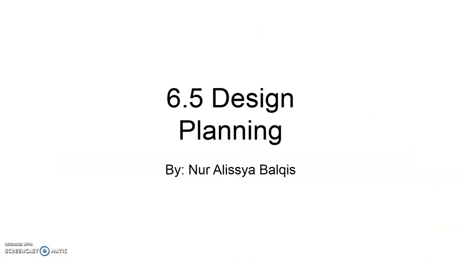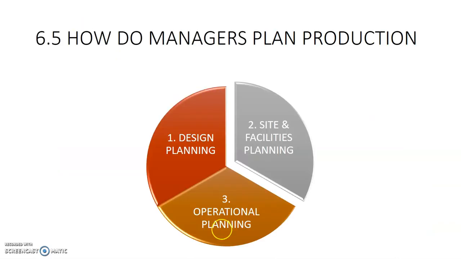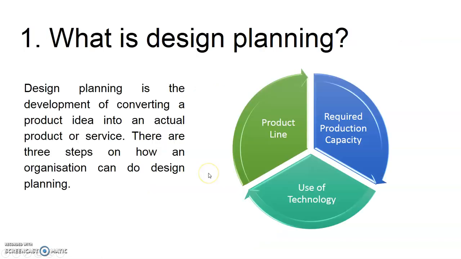Okay, so now the design planning. What is design planning? How do managers plan production? For this section, we are going to talk about 3 sections. The first one is design planning, the second one is sites and facilities planning, and the third one is operational planning. Okay, let's go to the first one, design planning.